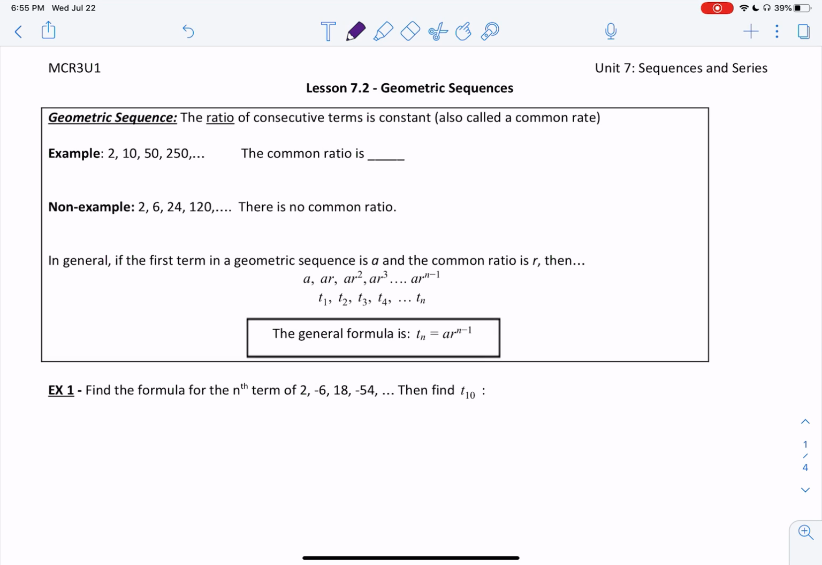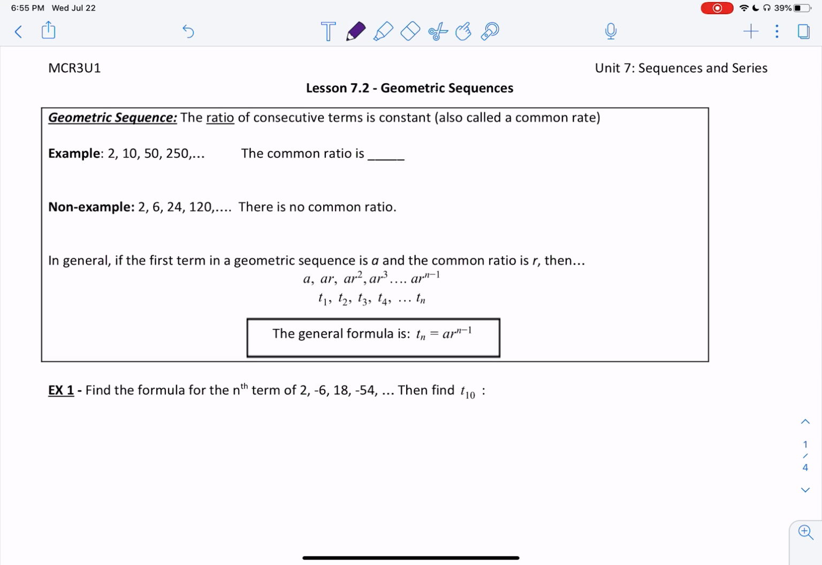For this lesson, we're going to be looking at our second type of sequence, and that is a geometric sequence. So in a geometric sequence, the ratio of our consecutive terms is constant. So this is also called a common rate, common ratio. If you're looking at other texts other than just our textbook, you might see those terms. So they're all referring to the same thing.